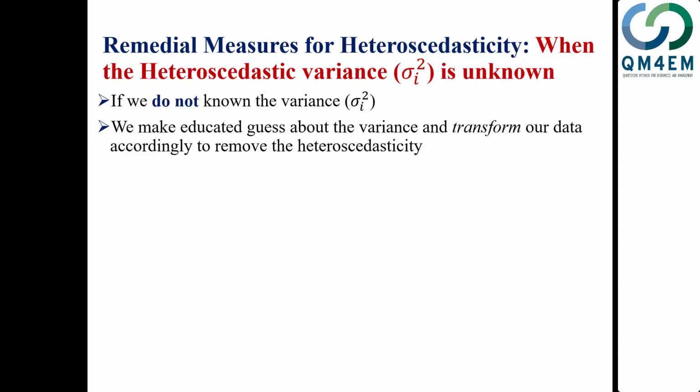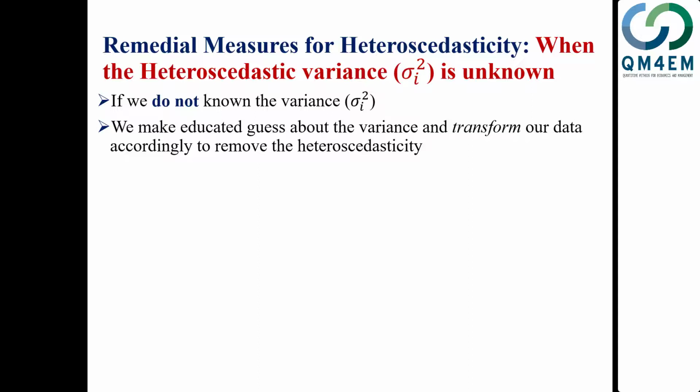We think of cases where the variance is unknown. So variance is unknown, okay. So what can we do? We make some guesses that, okay, variance is unknown, but it could be of this form or of this form. And then we use that unknown heteroscedastic variance, which we guess, to transform our data and remove the heteroscedasticity. So that's the simple way of understanding it.